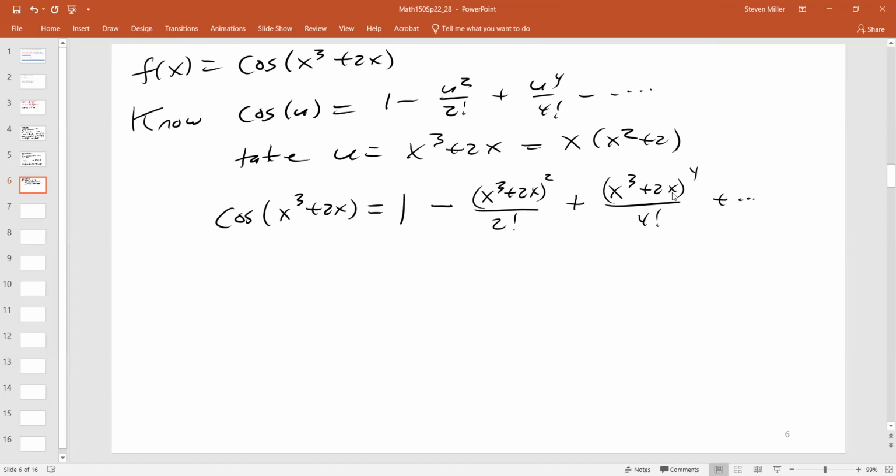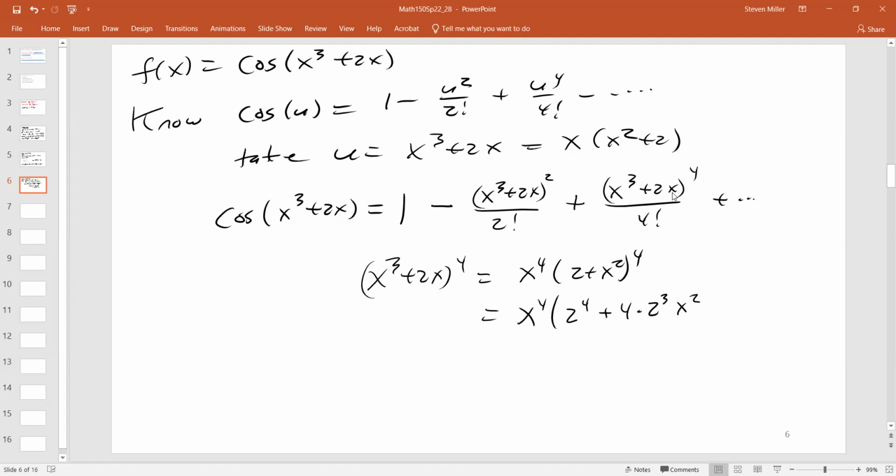So x cubed plus 2x to the fourth. This is just going to be x to the fourth times 2 plus x squared to the fourth. This is x to the fourth, 2 to the fourth, plus 4 times 2 cubed x squared plus 6 times 2 squared x to the fourth plus 4 times 2 times x to the sixth plus x to the eighth. I'm just using the binomial theorem or Pascal's triangle.